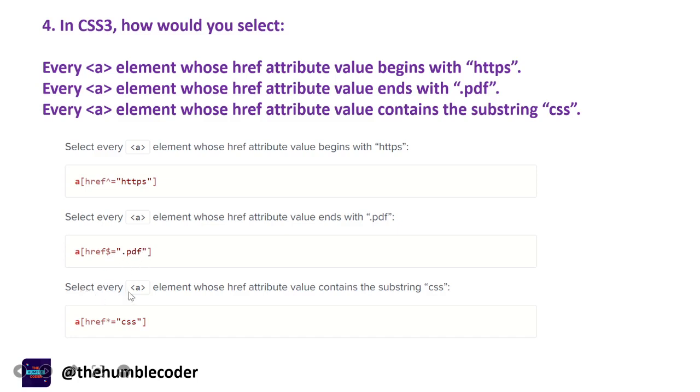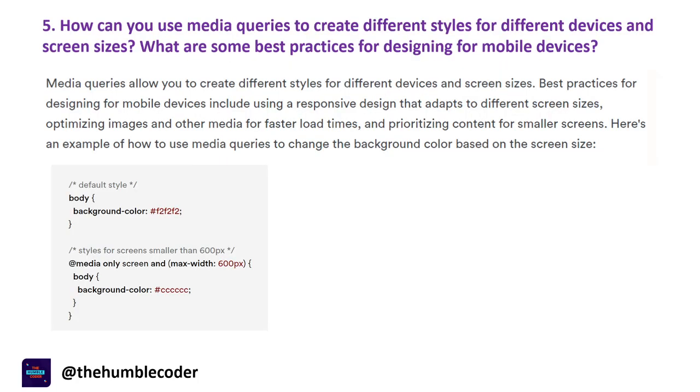Next is: select every anchor element whose href attribute value contains the substring CSS. If you have to check a substring, you just have to make use of star. So you have to remember these three signs: the upper arrow, the $, and the star. The upper arrow is for checking that the value begins with, $ is for the value ends with, and star is for the value contains, or the substring. Okay, now moving on to the fifth question.